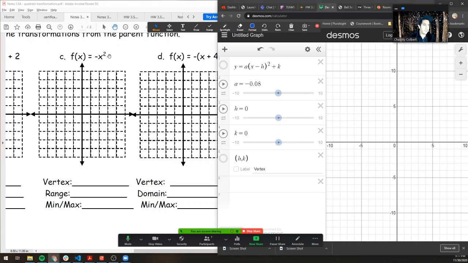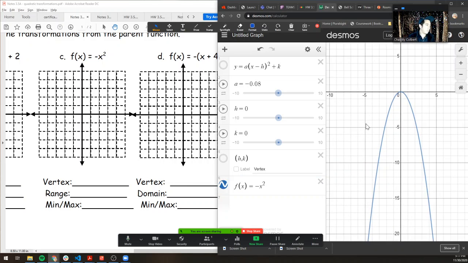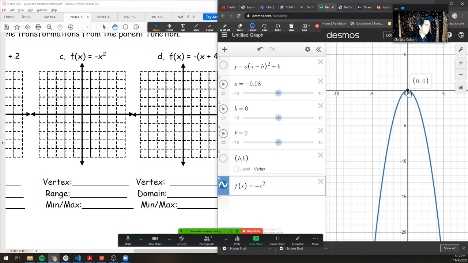So see here, f of x equals -x squared. Just type it in. F of x equals -x squared. There it is. Where's the vertex? Well, this is just the parent function, but now opening down. So where's the vertex? The vertex is again at the origin, 0, 0.